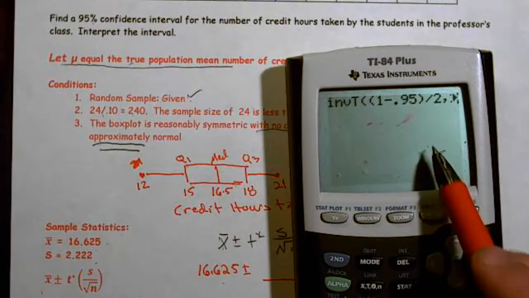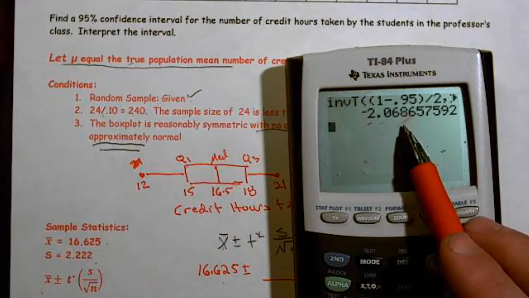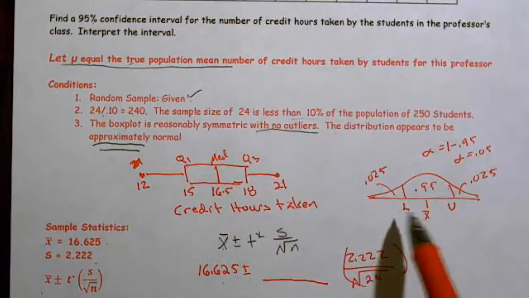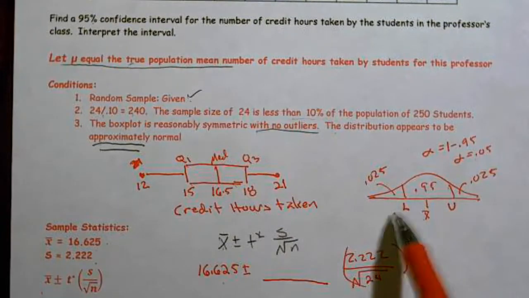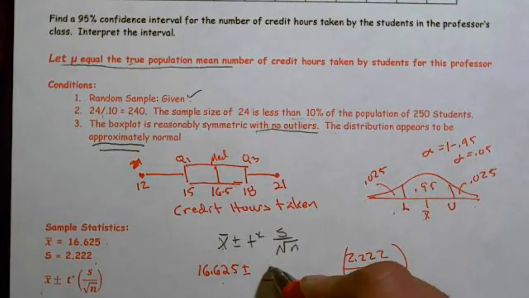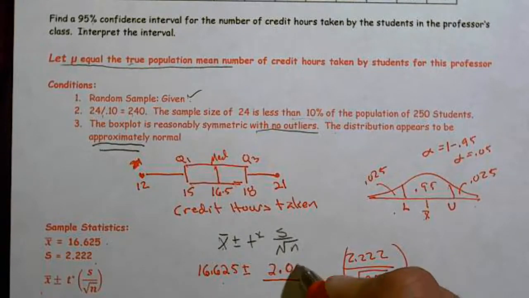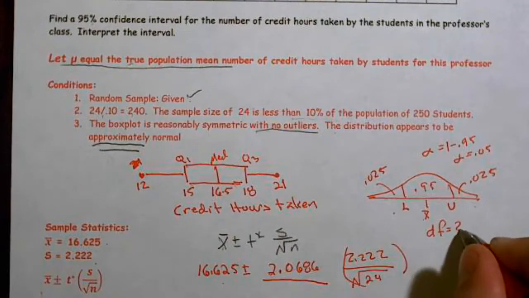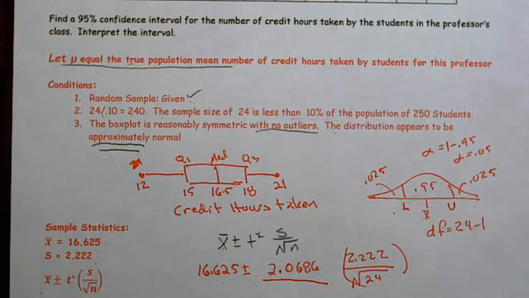And we end up getting a T star value of 2.068. Now, technically, it gave us a negative, but as there's a negative 2.068 and a positive, and I want to keep it simple so that I don't lose negative signs, this would be 2.0686. Make sure you write down your degrees of freedom, which I haven't done yet. My degrees of freedom are going to be 24 minus 1.